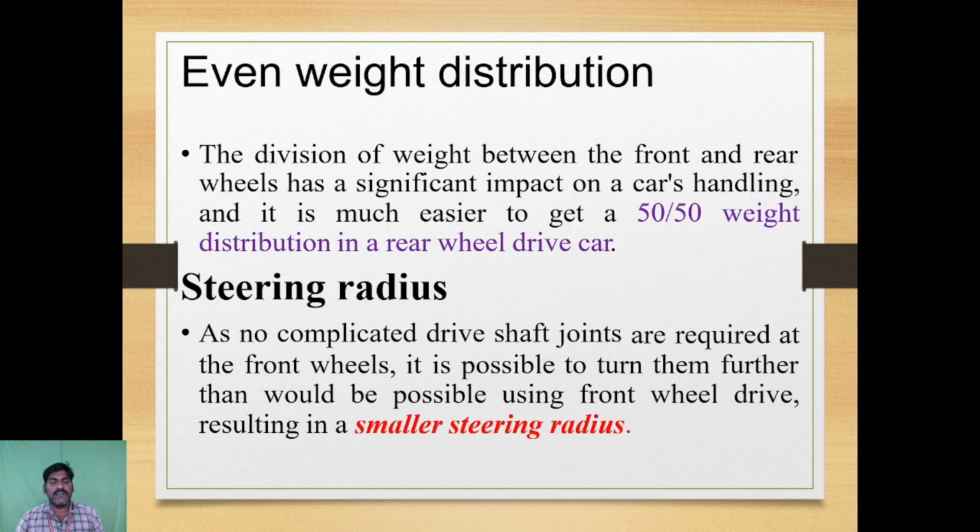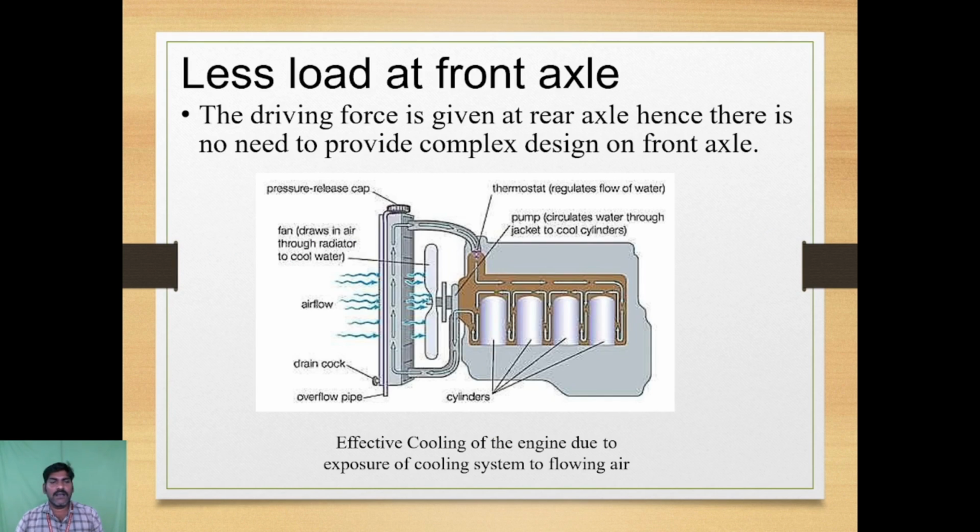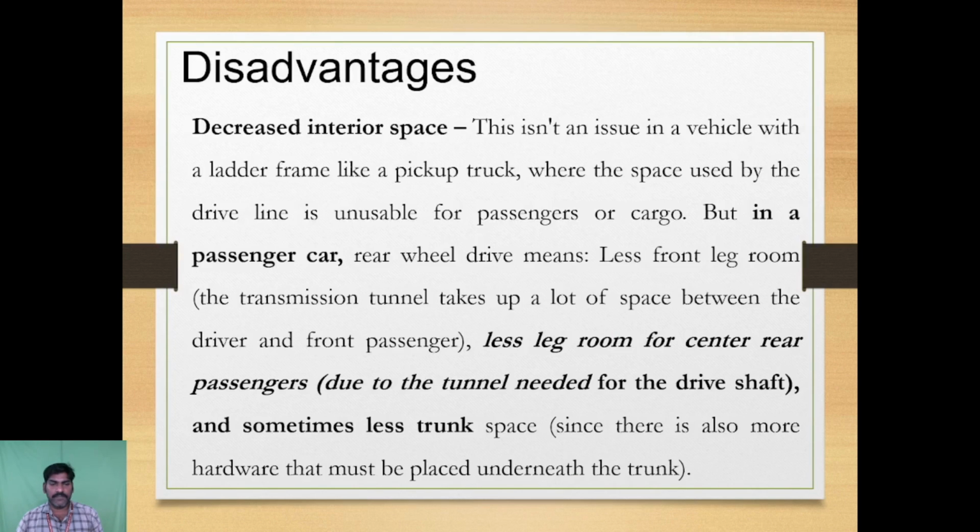Steering radius. As known, complicated drive shaft joints are required at the front wheels. It is possible to turn them further than would be possible using front wheel drive, resulting in a smaller steering radius. Less complexity at the front axle. The driving force is given at the rear axle, hence there is no need to provide a complex design on the front axle. Effective cooling of the engine due to exposure of the cooling system to flowing air.